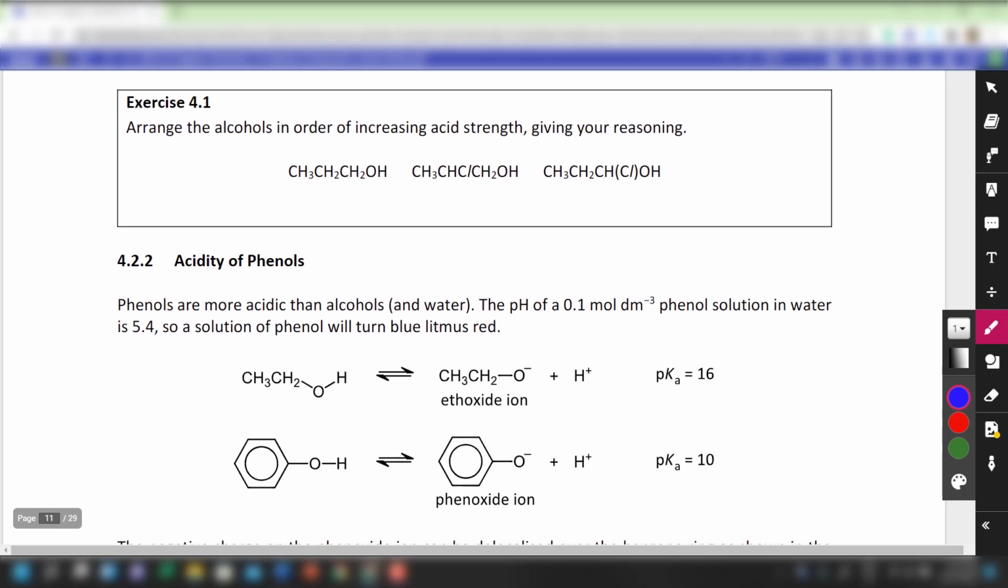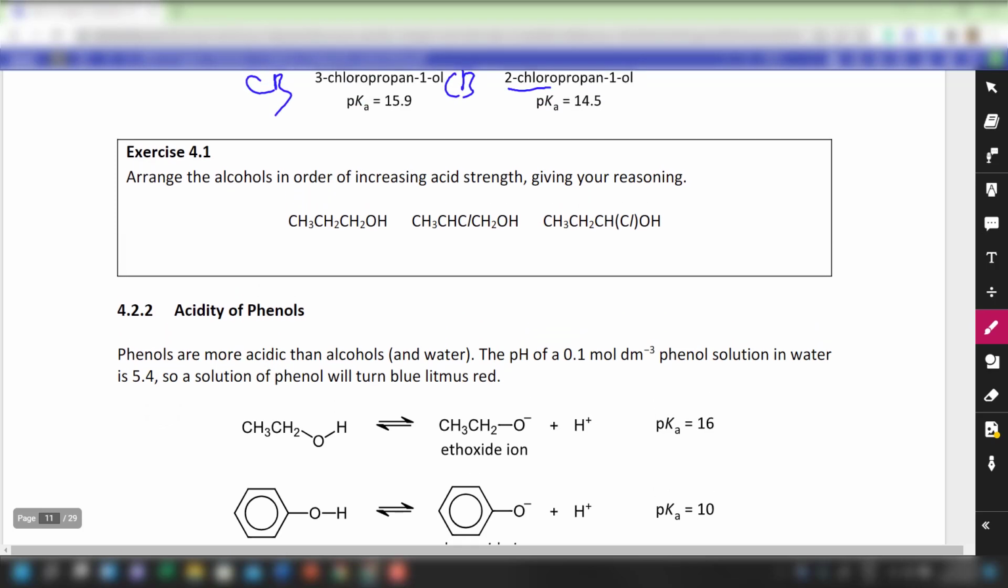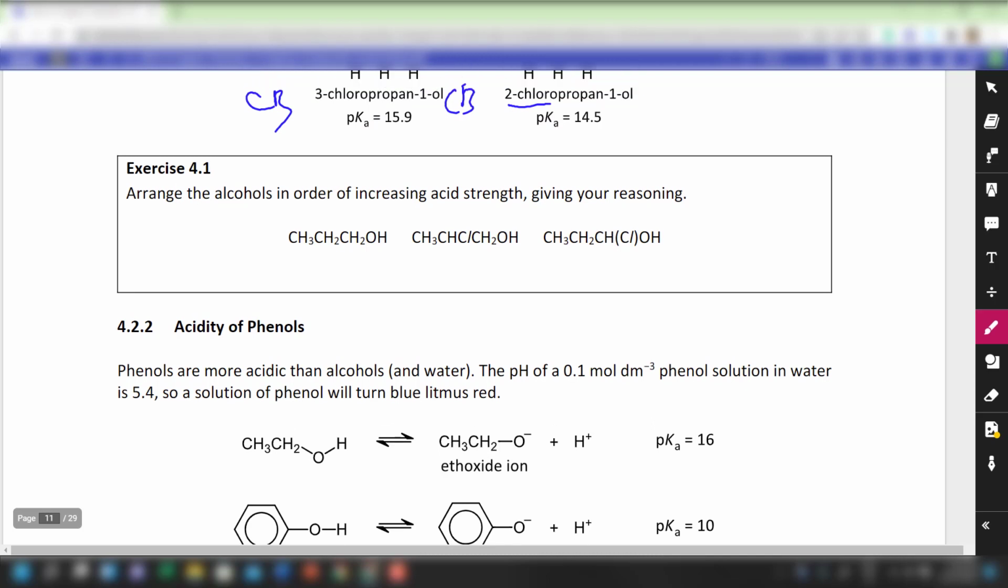So we have exercise 4.1 now. You're supposed to arrange the alcohols in order of increasing acid strength. You notice that I have 3 alcohols over here. This is a normal propan-1-ol. Then one is propan-1-ol with the chloro group at the second position, and the other one is propan-1-ol with the chloro group at the alpha carbon.